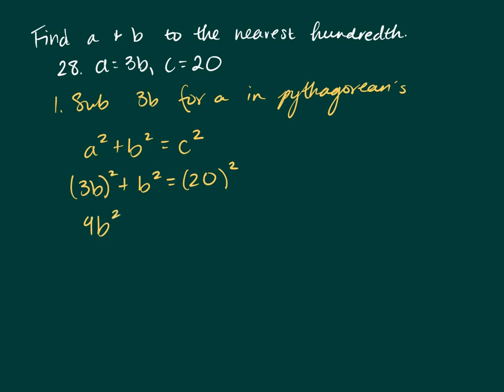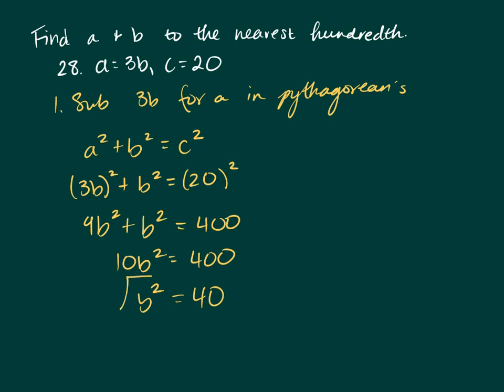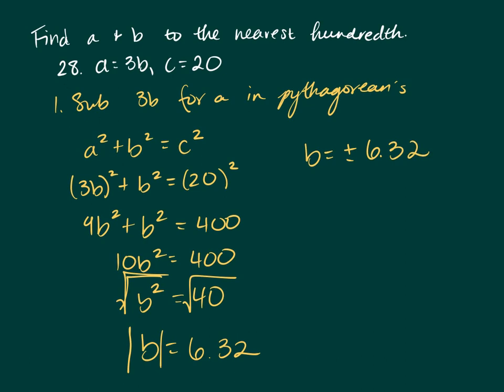So we've got 9b squared plus b squared is equal to 400. So 10b squared is equal to 400. Divide both sides by 10. We get b squared equals 40. And then we're going to take the square root of each side to solve for b. So the absolute value of b is equal to 6.32. b must then be plus or minus 6.32. So b, since we're dealing with triangles, is only 6.32 because it cannot be negative.